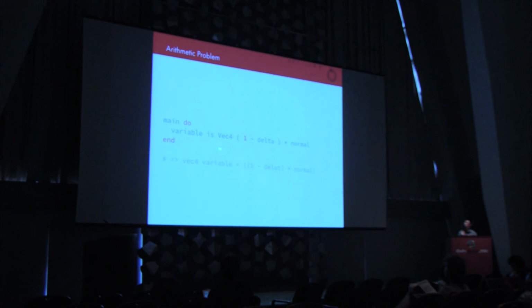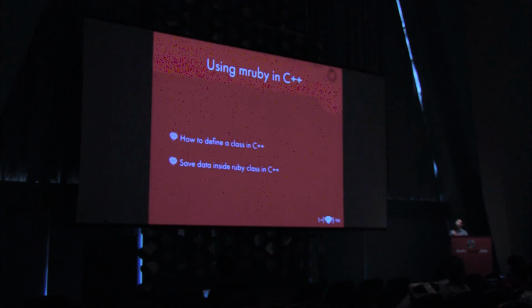So finally, we get this code, and our GLSL generator is already done. So we can use this to generate the shader code. And now we still have some time to talk about how to embed mruby in openFrameworks. Why did I try to do this?